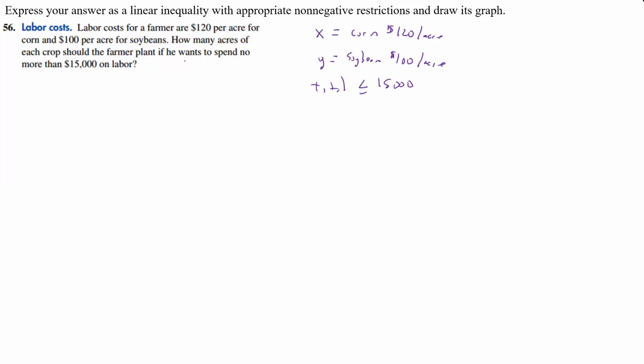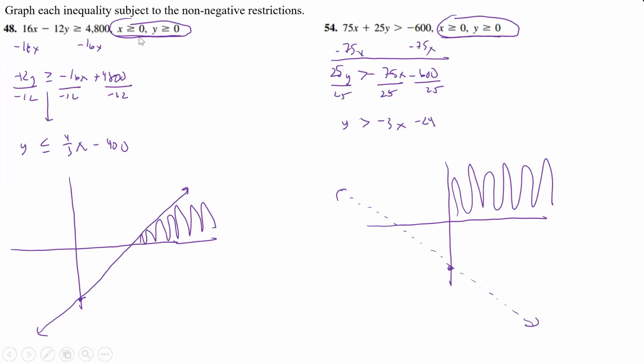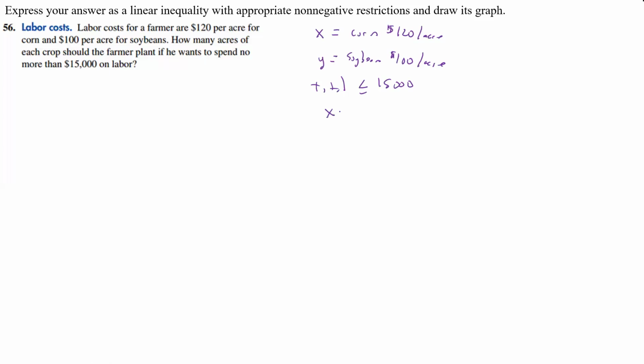And what do we know about the acres, as well as how much corn and soybeans we can plant? Well, can we plant negative amounts? Not really. So we're going to have to go back to some of those restrictions we saw back here. X and Y have to be greater than or equal to 0. And so we're going to put those in here too. So those are going to be some restrictions. All right.